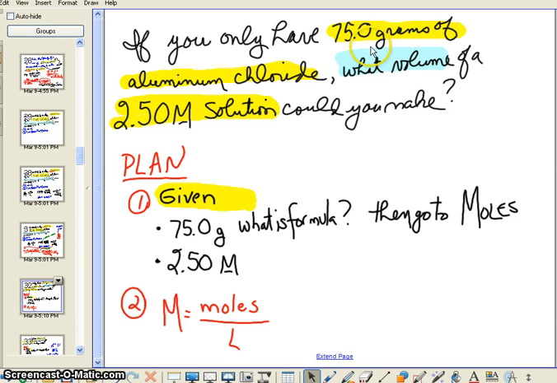Okay, I'm running out of aluminum chloride. This is what I need. How much could I make? Do I have enough, or do I have to order it from the store?